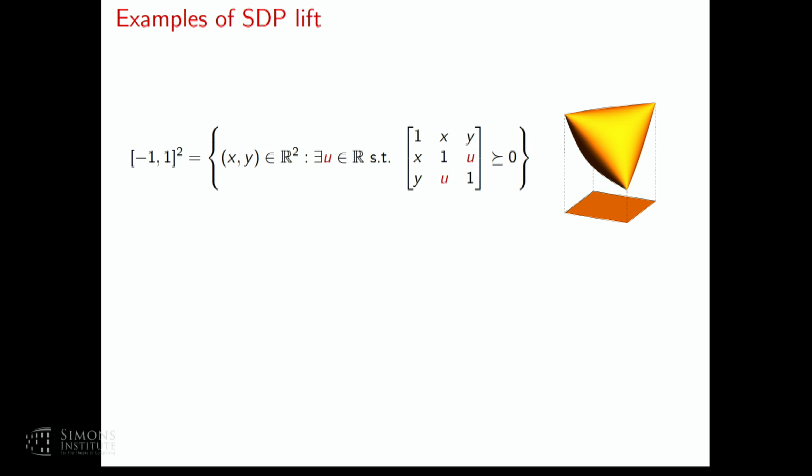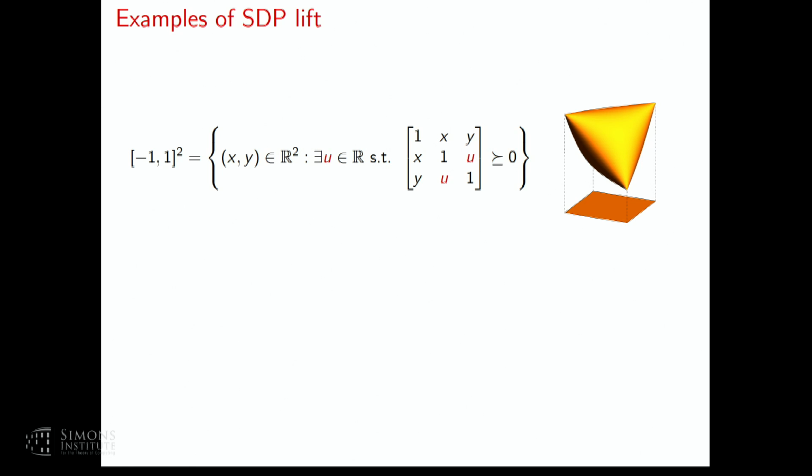Here my convex set is going to be the square, that's minus 1 to 1 squared. That's what is represented here, and I'm expressing my square as a linear projection of a certain spectrahedron, that's an intersection of an affine subspace with the cone of positive semi-definite matrices. This spectrahedron is described by this thing: you look at 3 by 3 positive semi-definite matrices with a diagonal equal to 1. So that's a 3-dimensional convex set. And the claim is that if I project this convex set on these components x and y, what I get is the square. So that's an SDP lift of the square of size 3.